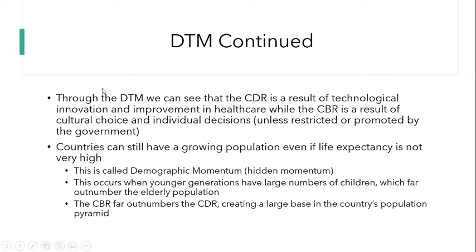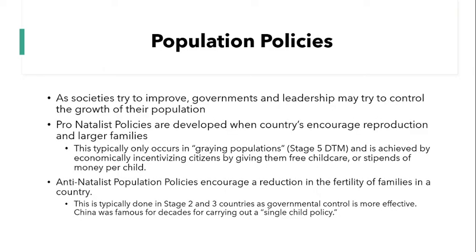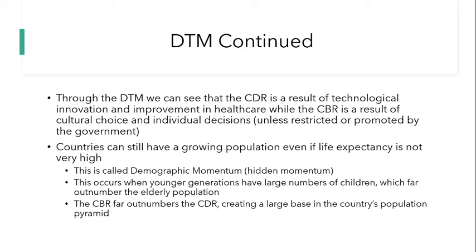Looking a little bit more into the DTM, through the DTM we can see that the crude death rate is a result of technological innovation. Remember when we were discussing the Sentinel Islands, these people live the same way people would live thousands and thousands of years ago. They walk around with spears on an island, no electricity whatsoever, no contact with the outside world, so no technology. Their crude death rate is very high. So we can see that the crude death rate is a result of technological innovation.